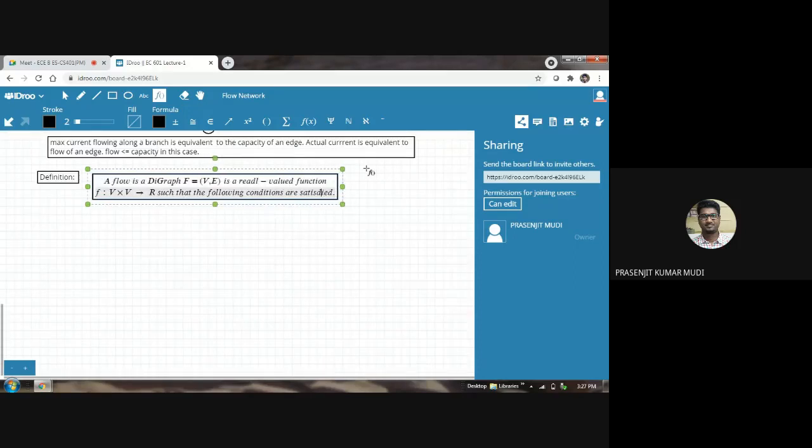So what is the meaning of a flow in a network? Flow is defined as a mapping from a Cartesian product V cross V. V cross V means basically it is representing an edge. It is representing an edge. So are you getting my point? V cross V.